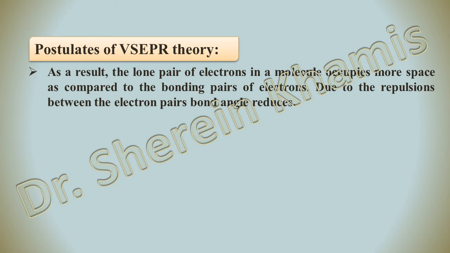Okay, so if we have lone pairs and we compare the angle between the bond pair and lone pair, will the angle between the lone pairs decrease or increase? Okay, it will increase. The lone pairs take a space greater than bond pairs, as they have a repulsion force between the electron pairs that makes the bond angle reduce.